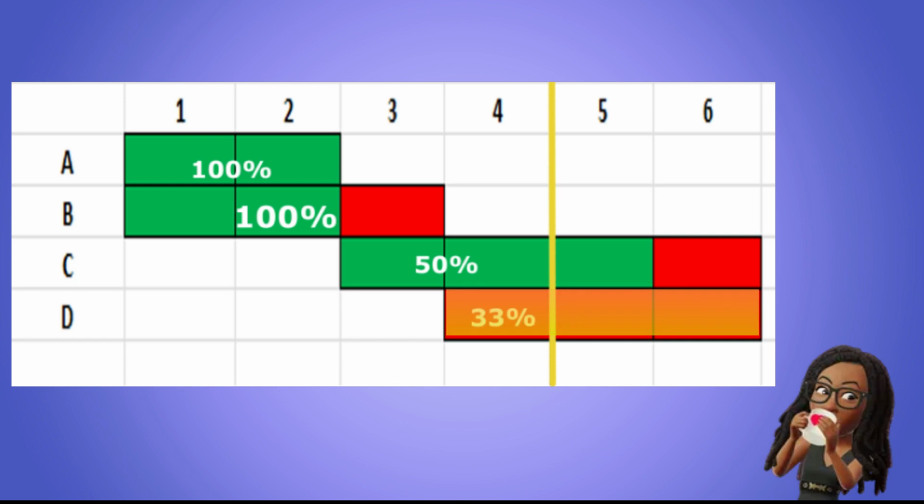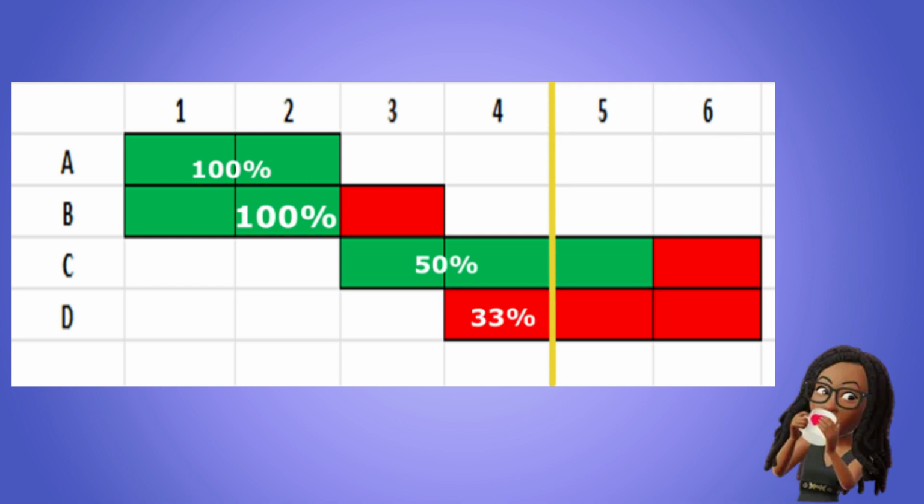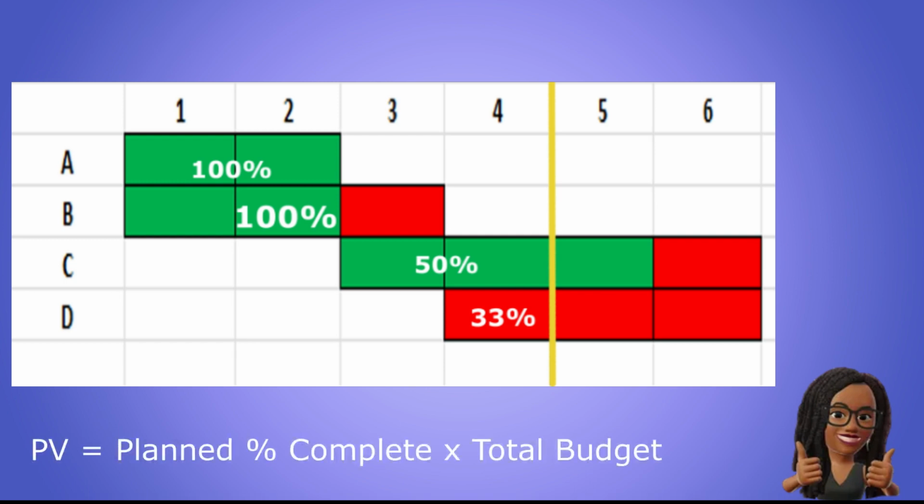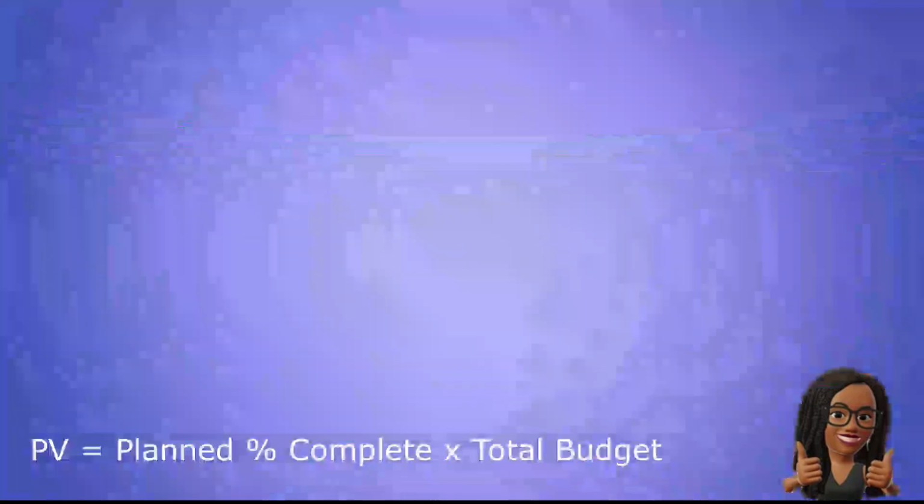D is 3 weeks in length and is planned to be worked on during weeks 4, 5, and 6. And therefore, at our reporting time of week 4, we expect 1 of the 3 weeks' work to be completed. In other words, we expect it to be around 33% complete. Great. Now that we know the percentage of work for each task that was scheduled to be complete by week 4, let's use our formula, planned percent complete times total budget, to calculate the value of that planned work, also known as the planned value for each activity.